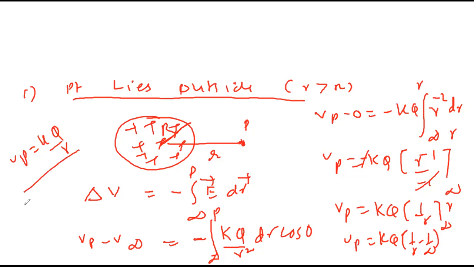So if the point is outside, then whether the sphere is conducting or non-conducting, the formula will always remain the same, kq by r. First case, copy. Point is outside, same formula we got as it was for the hollow charged sphere.